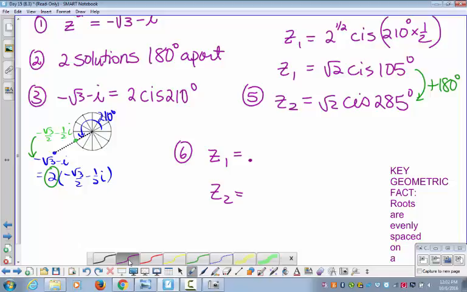Say that again? I got -3.7. That could be negative 3.7. Cosine is negative. It's 0.37. Oh, 0.37. Negative 0.37? You check again, Ashley? Are you in degrees? Yes, I am. And then how about sine 105 times root 2? 1.3. You should definitely see that. And then there's an I. And then Z2 is root 2 times cosine of 285.